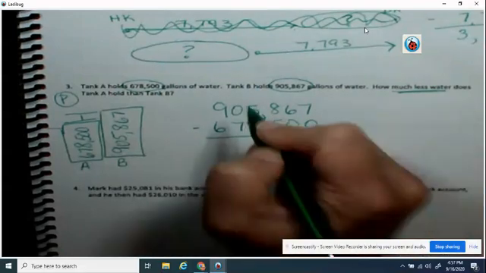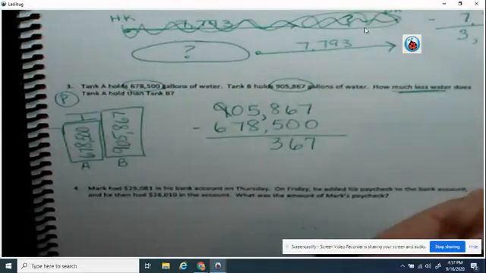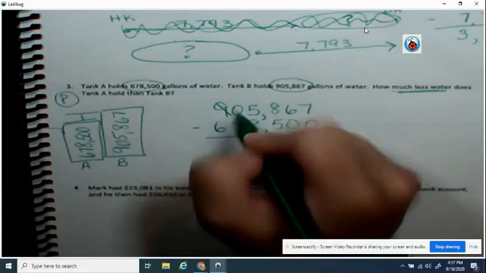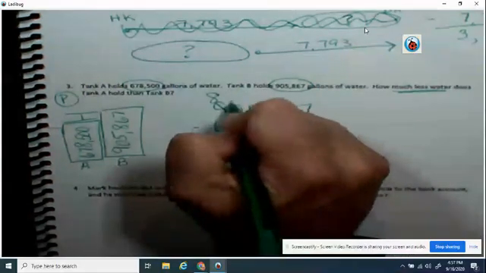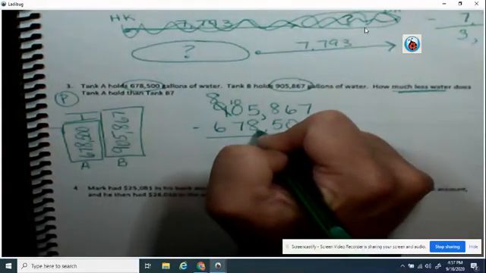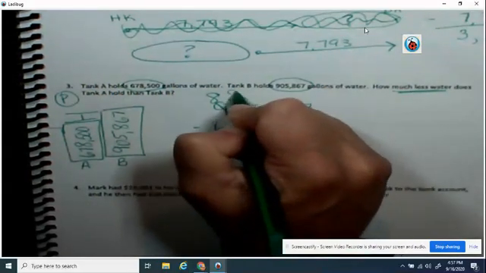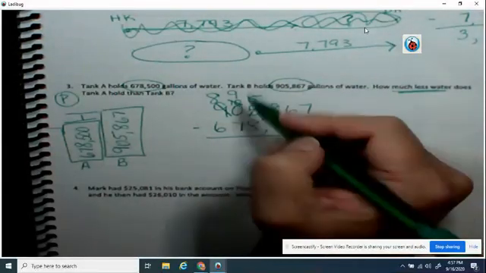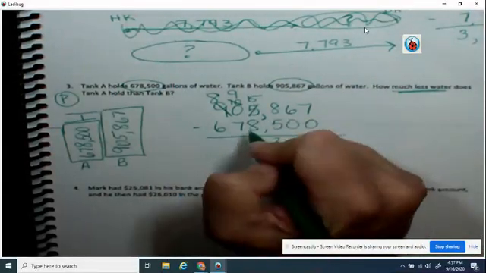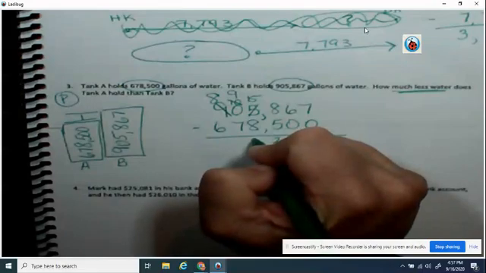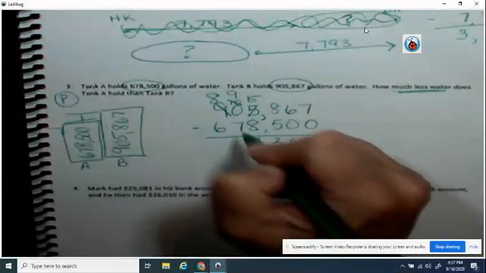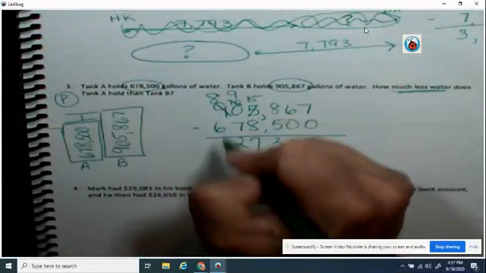5 minus 8, no, I cannot do that. I have to come all the way over here because I have a 0 next door. This is going to be 8. This is 10. Now to get where I can regroup so that I have enough to subtract 8, I need to come here, regroup. Now this is 15. Okay, now I can subtract 15 minus 8. Is going to be 7. 9 minus 7 is going to be 2. 8 minus 6 is going to be 2.